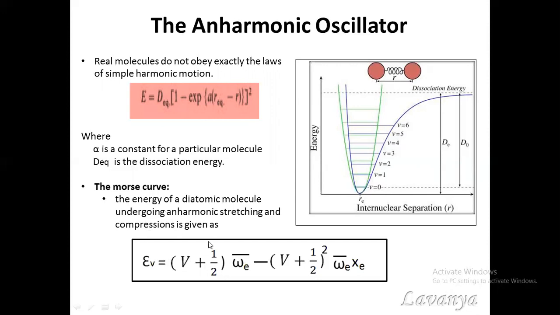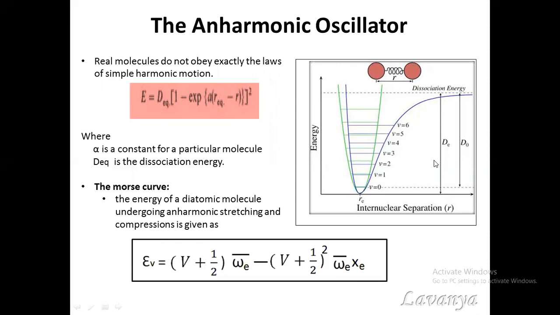Real molecules do not obey simple harmonic motion; they behave as anharmonic oscillators. For that, the energy can be given as D_eq times (1 minus exp(-alpha (R_eq minus R))) whole squared, where alpha is a constant for a particular molecule and D_eq is the dissociation energy. The Morse curve gives us the formula for anharmonic oscillations.